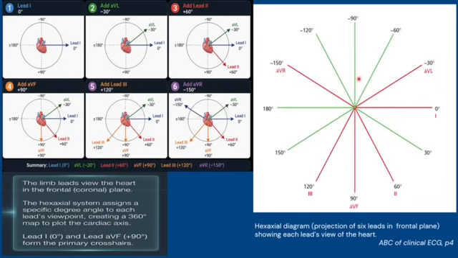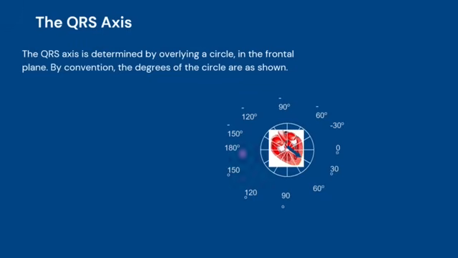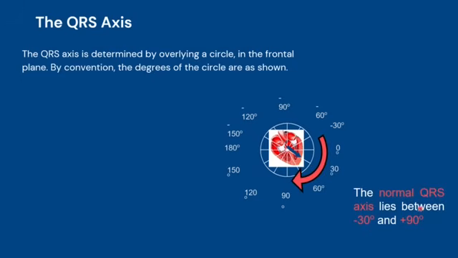This hexaxial diagram assigns a specific degree angle to each lead viewpoint, and it creates a 360 map to plot the cardiac axis. Lead 1, as you can see, is at 0 degrees, and aVF at 90 degrees. So this is the hexaxial diagram, and the normal axis lies between minus 30 and positive 90 degrees. This is the normal axis.